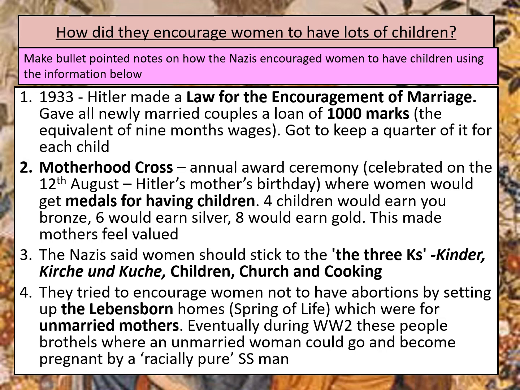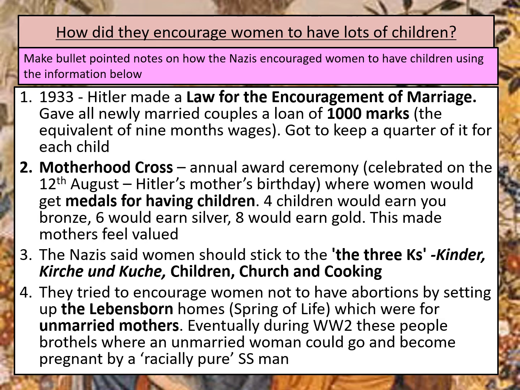Now, it's already mentioned this on the documentary that there were loans for newly married couples, and these were of 1,000 marks. Now, in today's money, it's about the equivalent of 9 months' wages. So it's a lot of money here. We're talking about over £18,000 if we're talking about today's money. Now, they only got to keep all of that if they had 4 children. For every child they had, they got to keep a quarter, and therefore if they had all 4, they would keep the full amount.